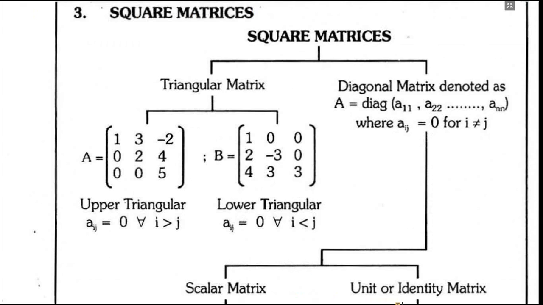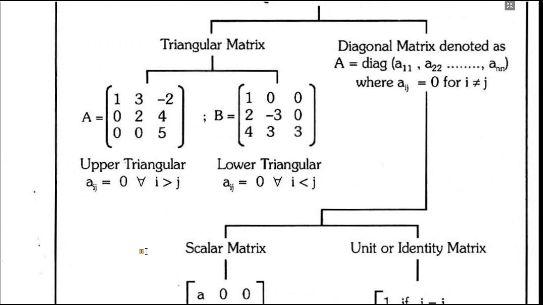Now square matrices: triangular matrices and diagonal matrices. For a triangular matrix, we can see upper triangular matrix: Aij equals 0 for all i greater than j. If the value of i is greater than j, then Aij is going to be 0. Like here, second row, first column, so 2 is greater than 1, so it will be 0. So it is upper triangular. Lower triangular: Aij equals 0 for all i less than j.